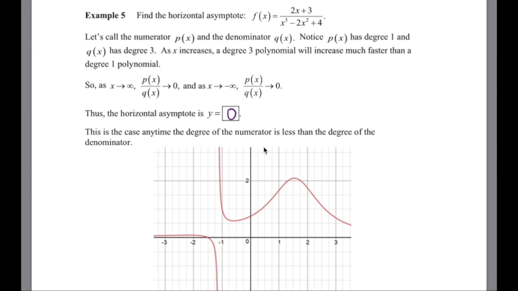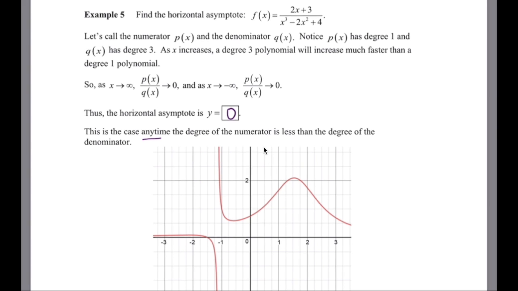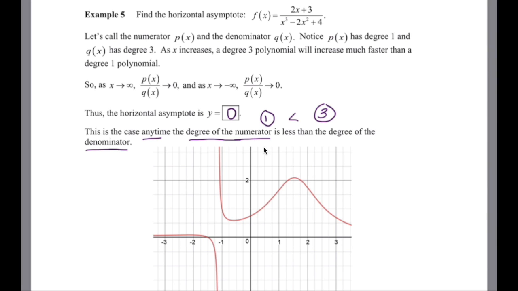This will happen anytime the degree of the numerator is less than the degree of the denominator. So here the degree of the numerator was 1, and 1 was less than the degree of the denominator, which is 3. Anytime that happens, we can automatically assume that there is a horizontal asymptote at 0.